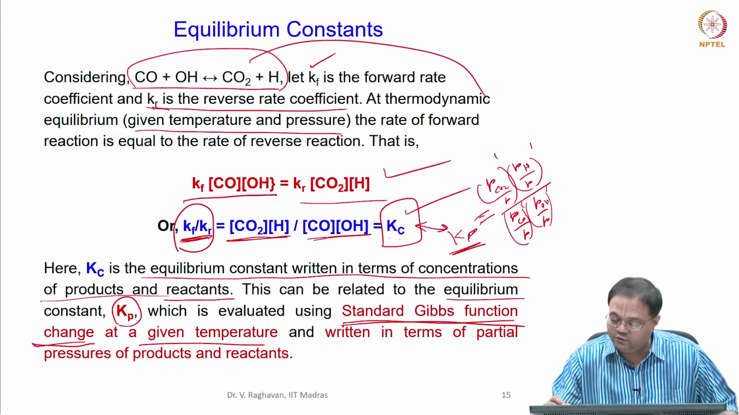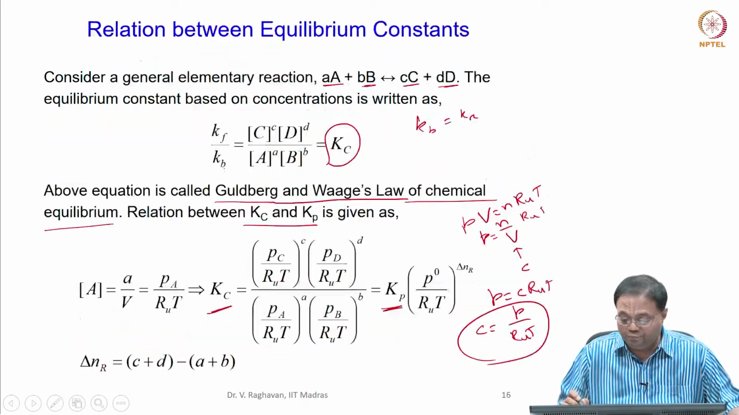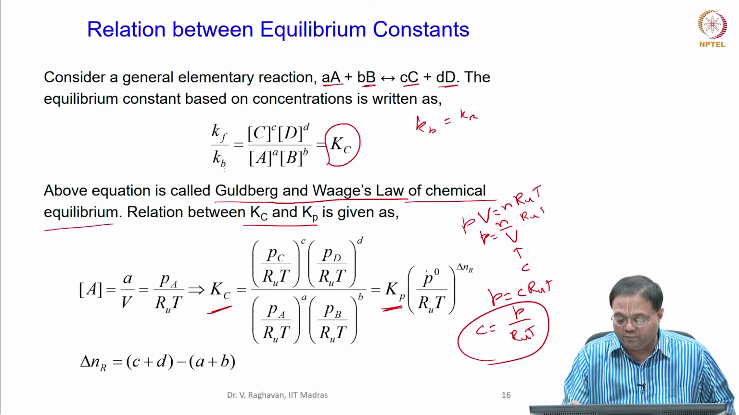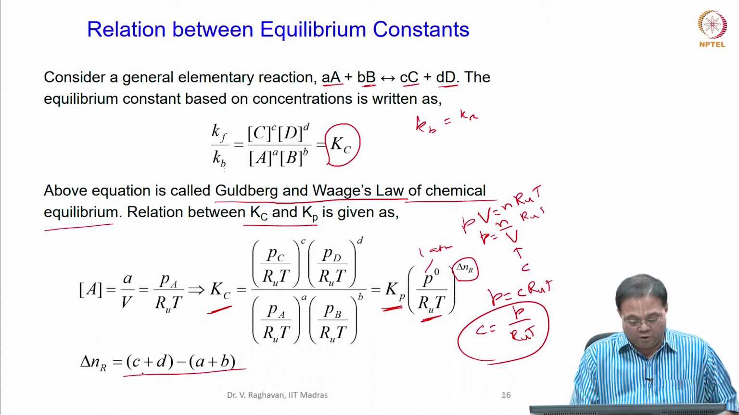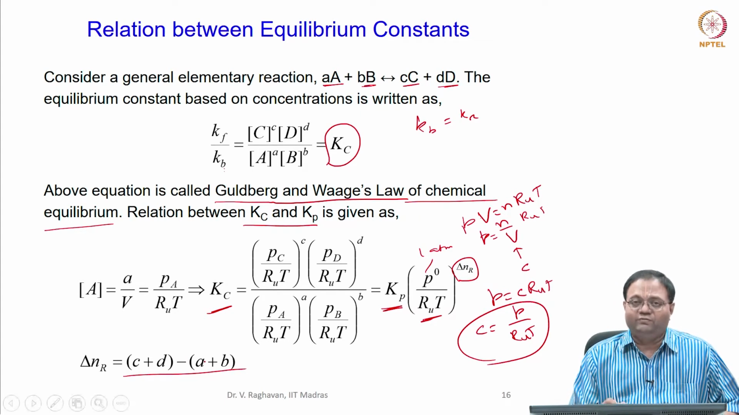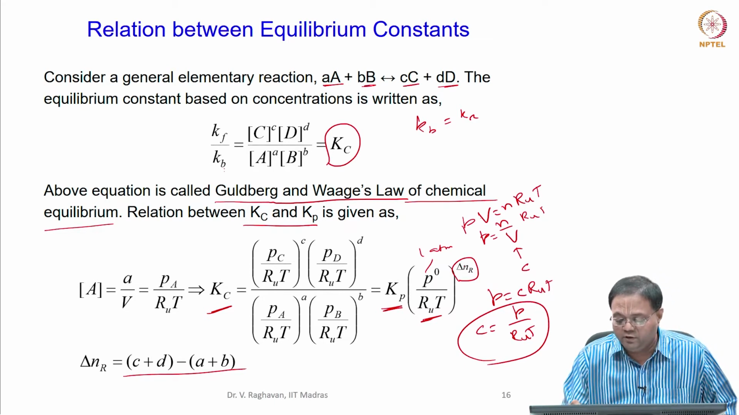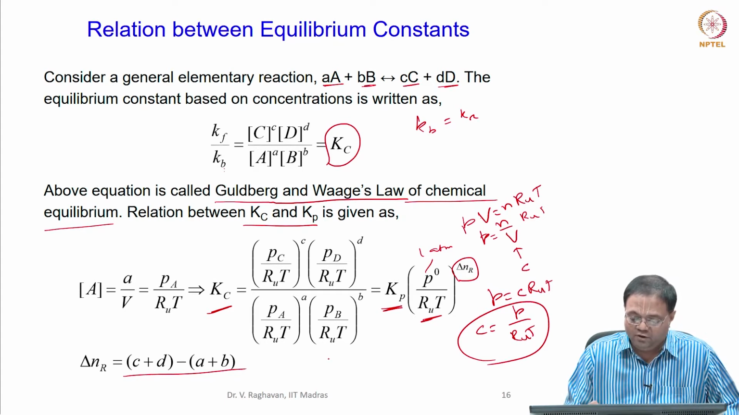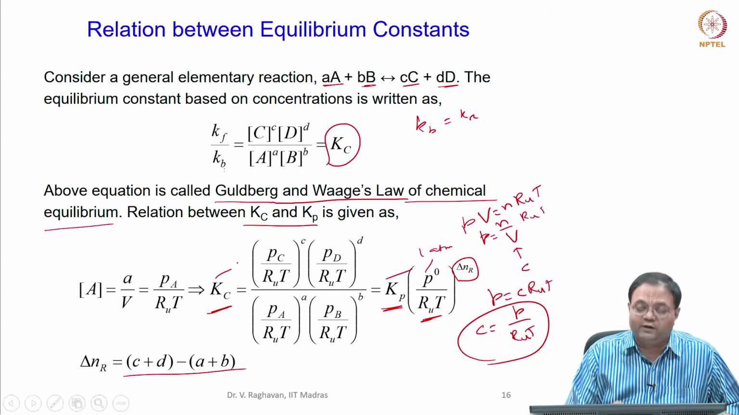Here, this will be P naught, this will be P naught. So now you can write this as Kp, P naught, which is atmospheric pressure, so 1 atmosphere, divided by RT to the power of delta n, which is the sum of the stoichiometric coefficients of the products minus the sum of the stoichiometric coefficients of the reactants. So for a bimolecular reaction, for example, if A, B, C, D have values of 1 each, then delta n will be 0, and in that case Kp will be equal to Kc. So once you know Kp, you can calculate Kc.